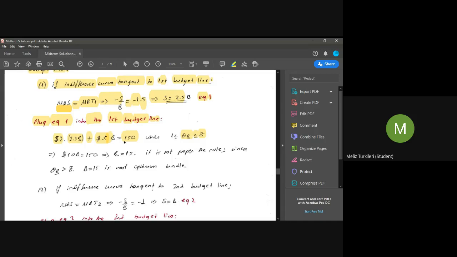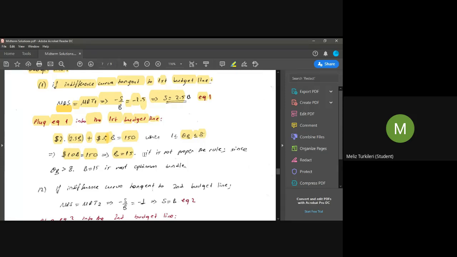Let's do this math. If you do this math, you will find that 10B is equal to 150, and therefore B is equal to 15. But recognize that 15 is not lower than 8.